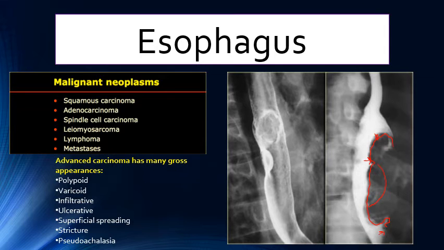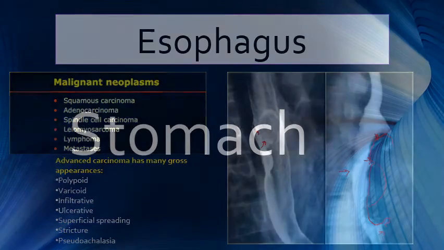Okay, and if the mass is annular, we can see another obstruction from the other side, leading to a malignant obstruction. Here also, we can see a filling defect within this part of the esophagus, and we can see areas of destruction of the mucosa. Maybe we can see it here or here. There is a destruction of this mucosa, and also the lining outside shows some sort of retraction. Okay, it may appear as polypoid, verrucoid, infiltrative, ulcerative, or superficial spreading, stricture, or pseudoachalasia. The pathology may be squamous, adenocarcinoma, spindle cell carcinoma, leiomyosarcoma, lymphoma, or, rarely, metastasis.